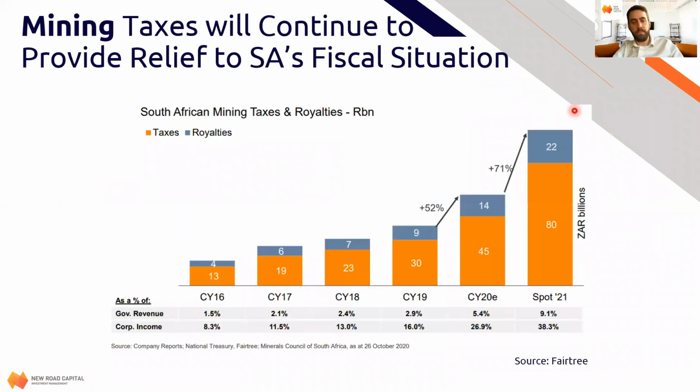Just at current spot prices on some of our export commodities, you're looking at about an extra 100 billion rand into the fiscus, just at the current spot price for 2021, which is quite interesting.